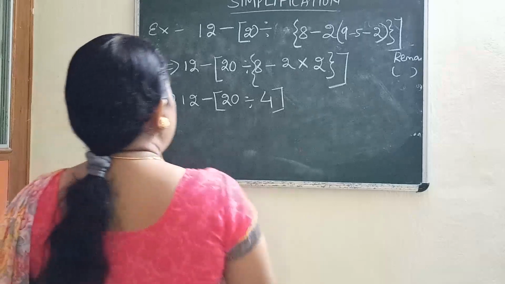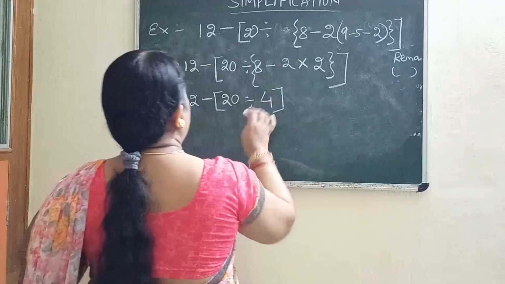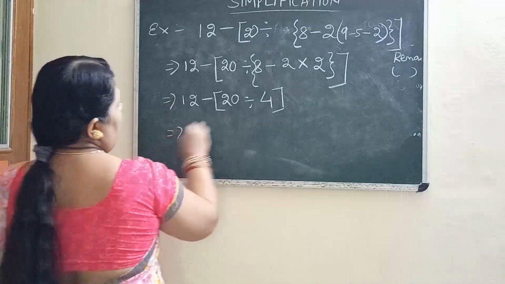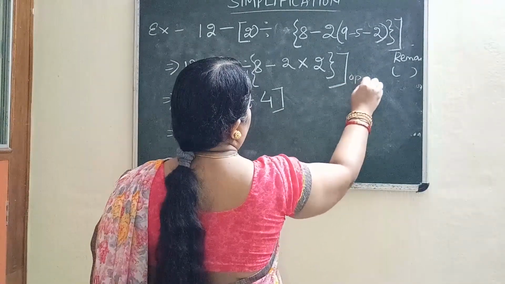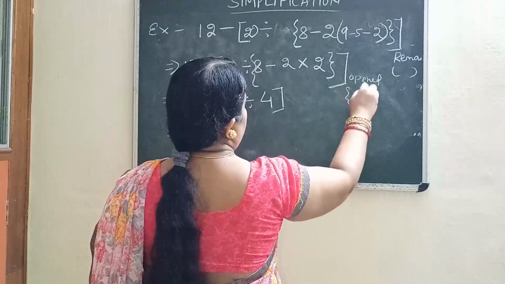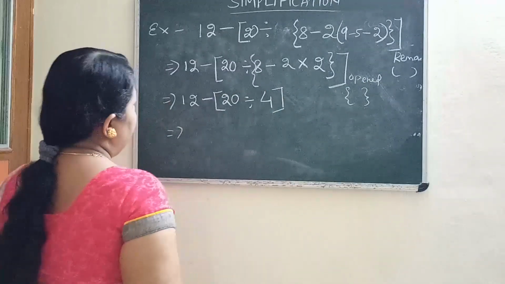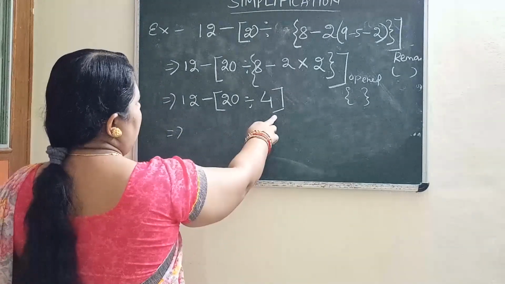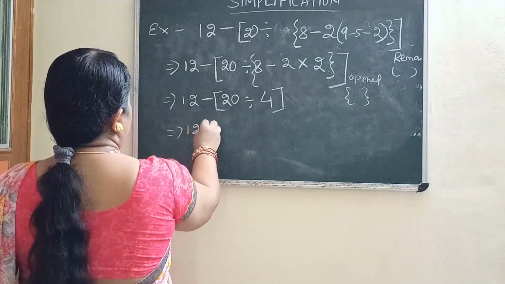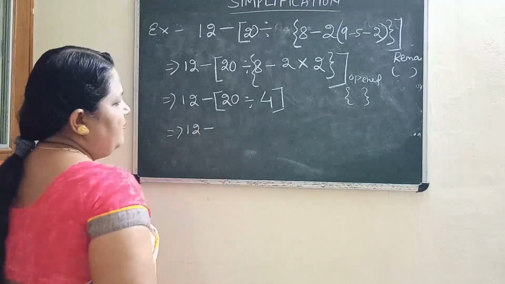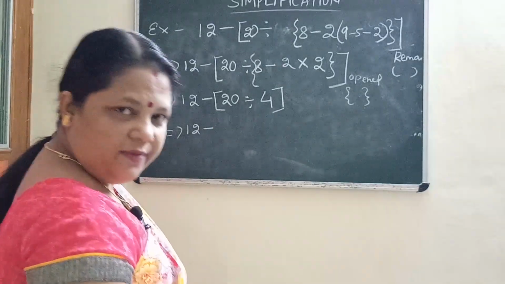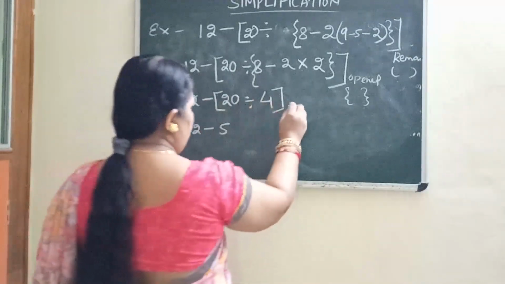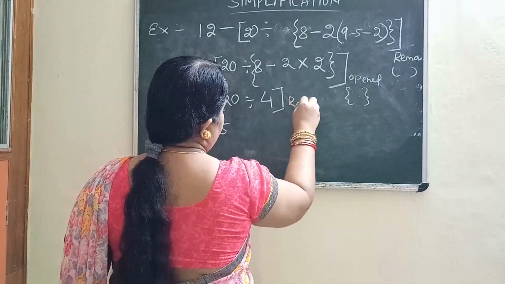Now this bracket is also removed. Only this square bracket is left. Then you write here which bracket was removed: curly bracket. This work is also over. Then come to this step. 12 minus 20 divided by 4, how much? The value is 5. So put the value 5. That means this bracket work is also over.